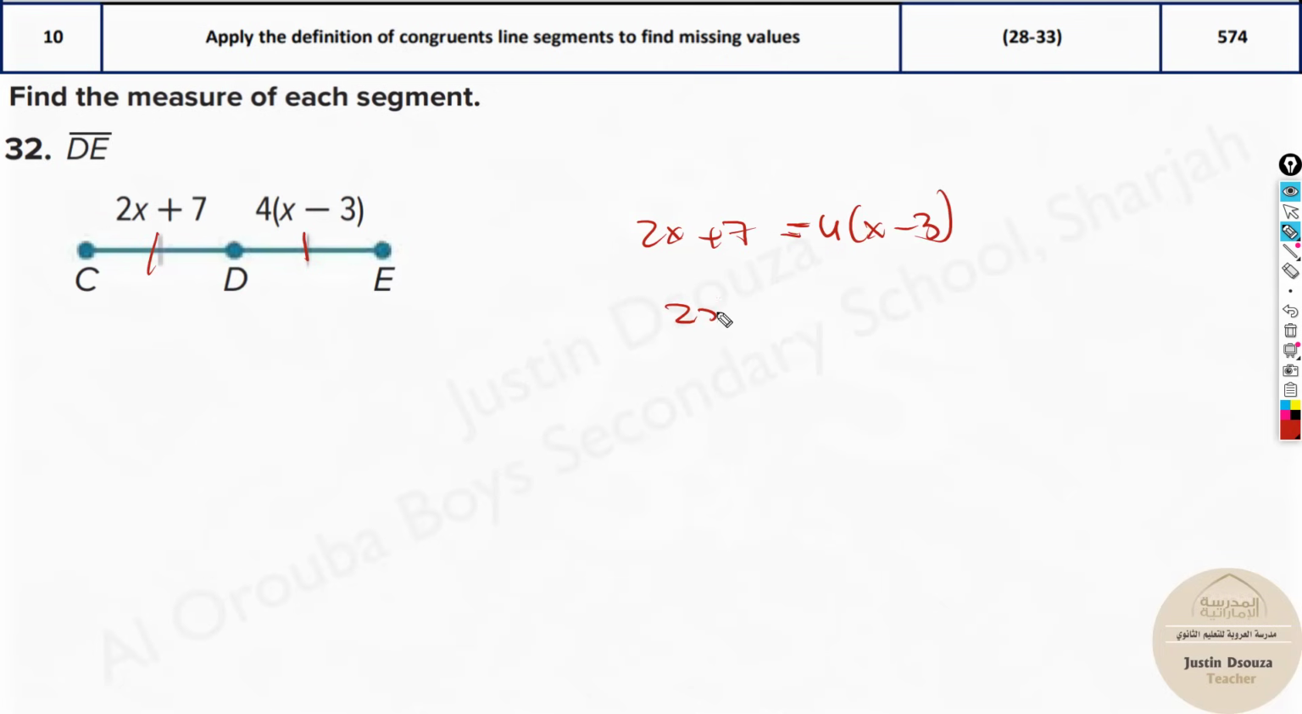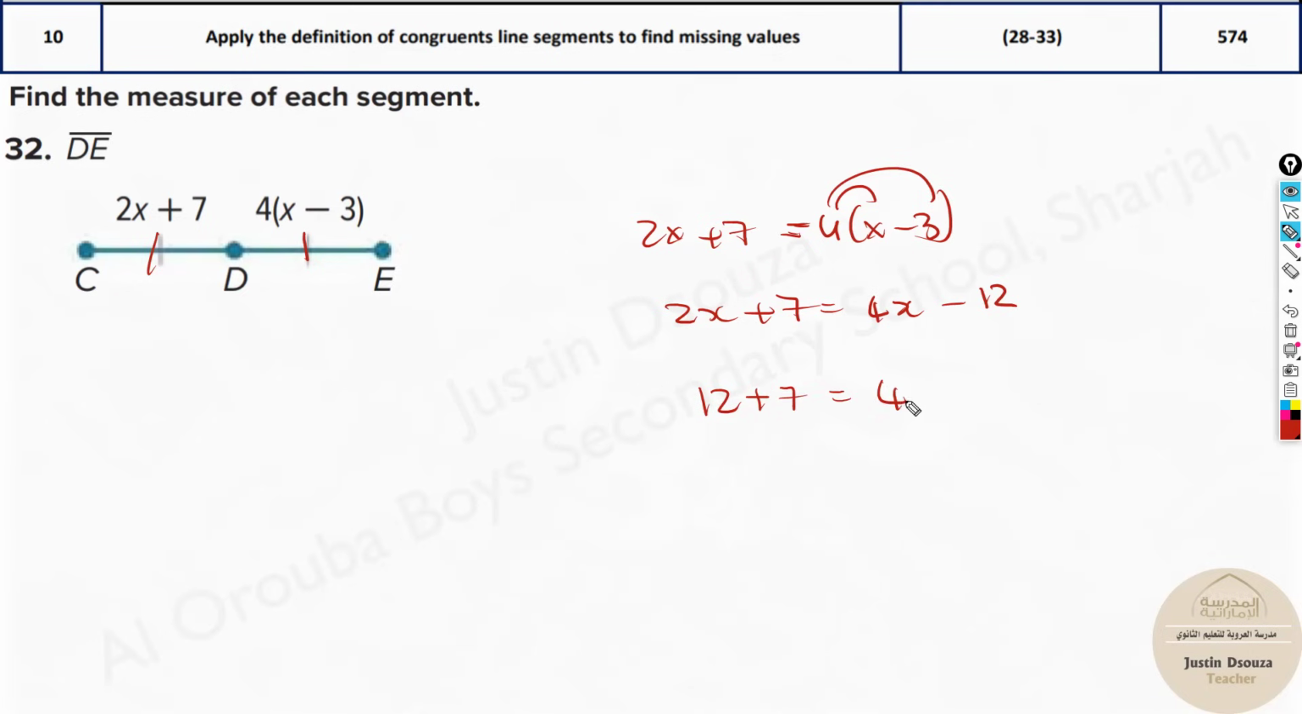Now what you do is, let's write the left side as it is. Let's use the distributive property here. Multiply 4 inside the brackets. It becomes 4x minus 4 times 3 is 12. And now let's group the x together and the numbers together. I'll take the 12 to the other side. It becomes plus 12 plus 7 equals.